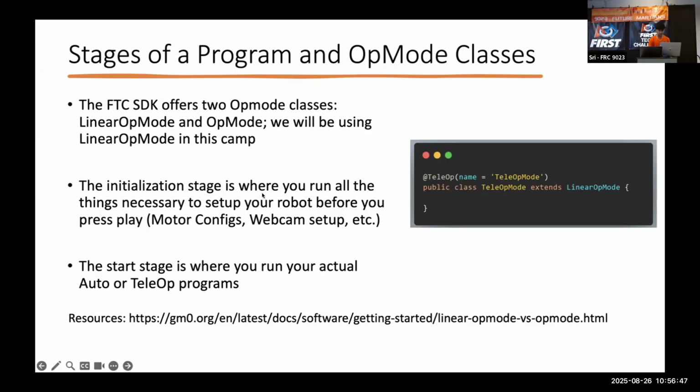There's the initialization stage. This is where you run all the code that's necessary to set up your robot before you actually press play and run the program. This includes stuff like your motor configs and your webcam setup. And then the start stage is where you actually run your auto or teleop programs. This is where you put the code for moving your motors or checking your gamepad buttons.